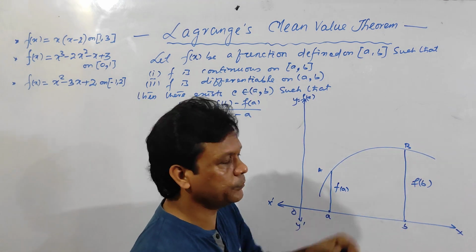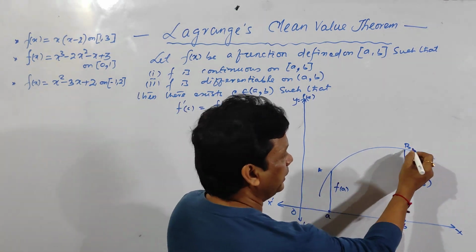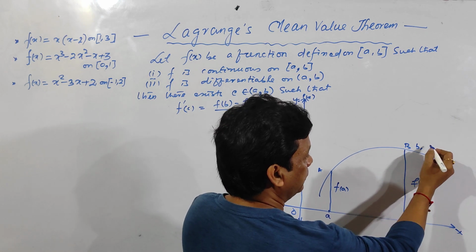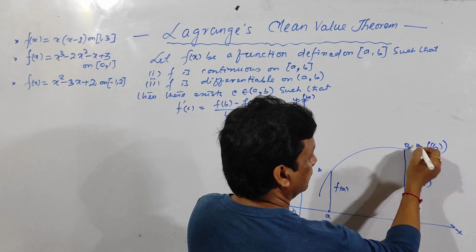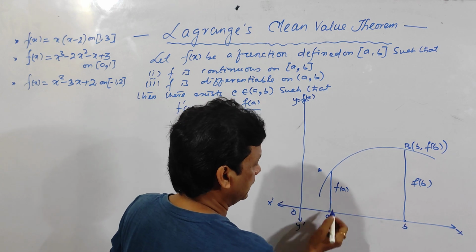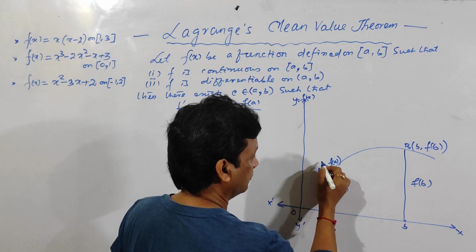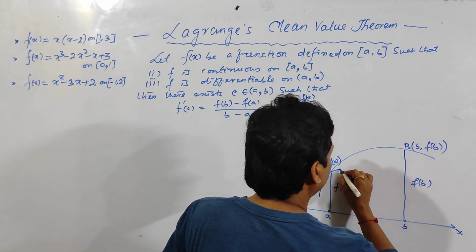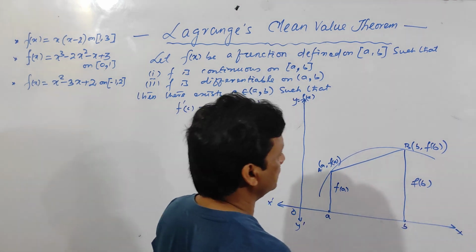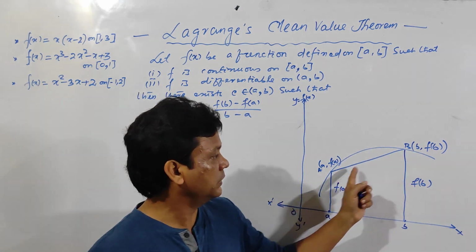What are the coordinates of B? The x coordinate is b and the y coordinate is f(b). Here the x coordinate is a and the y coordinate is f(a). I am joining the line segment AB. That means this is the chord AB for this curve. This is the chord AB.